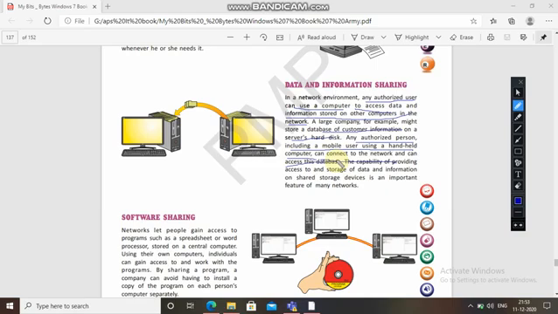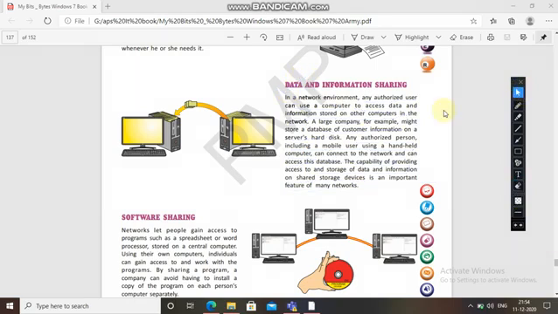So the capability of providing access to and storage of data and information on shared storage devices is an important feature of many networks. From there they can see the data, share the data, and save the data for the future also. This is all about data and information sharing.